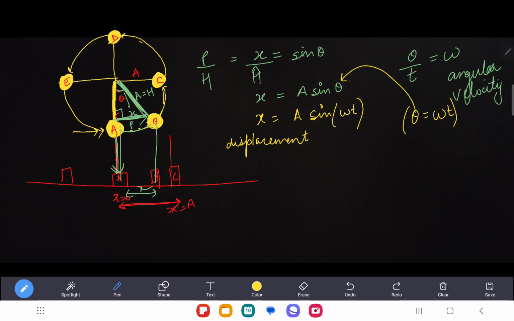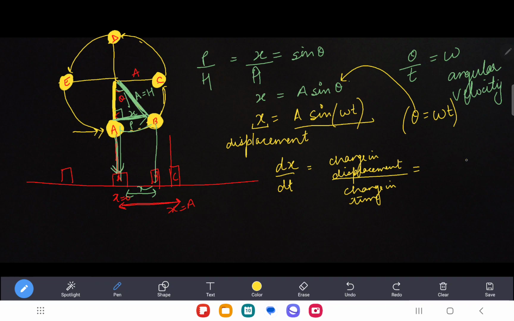Understood or not? If I know x, so what is dx by dt? That is the rate of change of displacement over time. How do you read that? That is change in displacement over change in time. So what would that be? If you differentiate sine omega t, that becomes cos omega t. And since you are differentiating with respect to t, the coefficient of t, omega t, also gets differentiated. So it shall become A omega cos omega t. Understood or not?